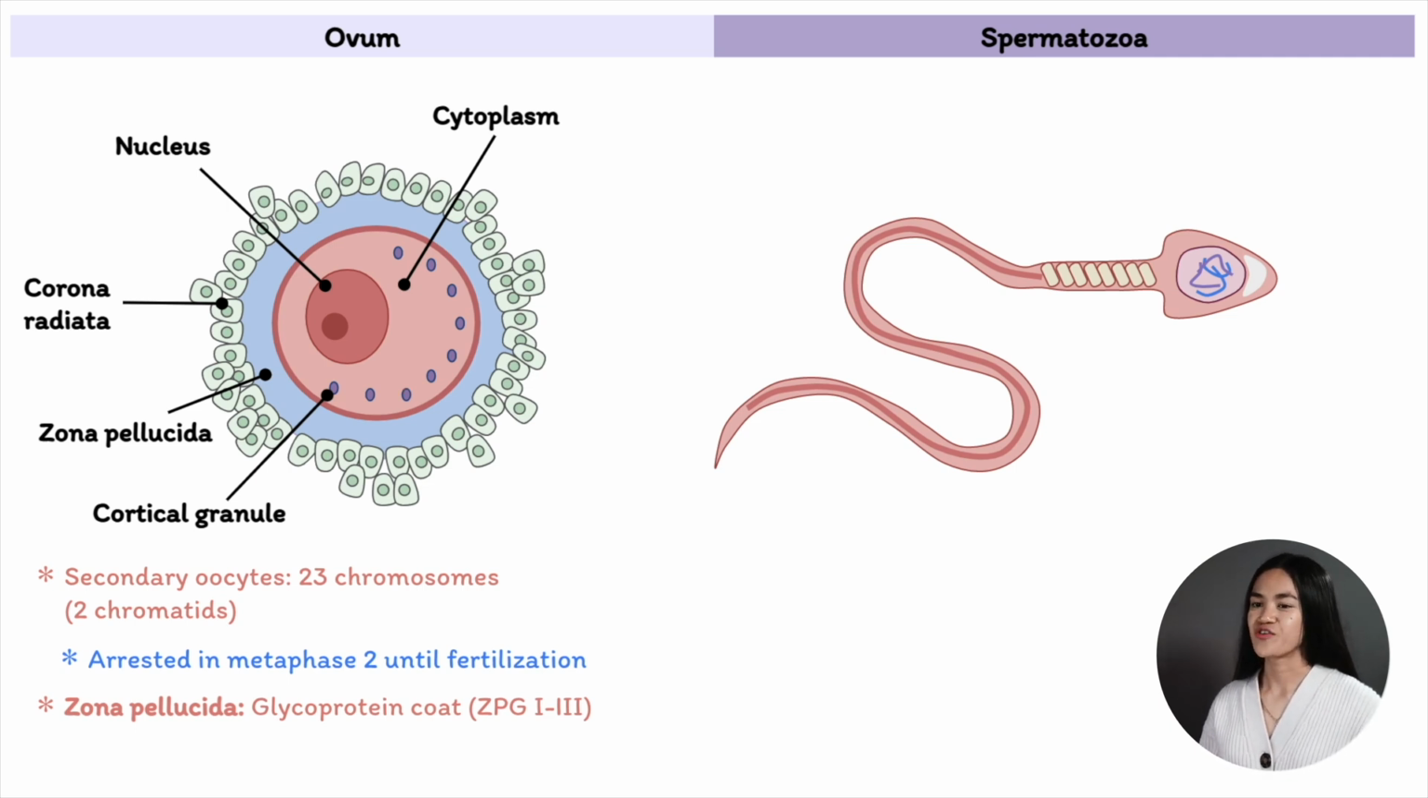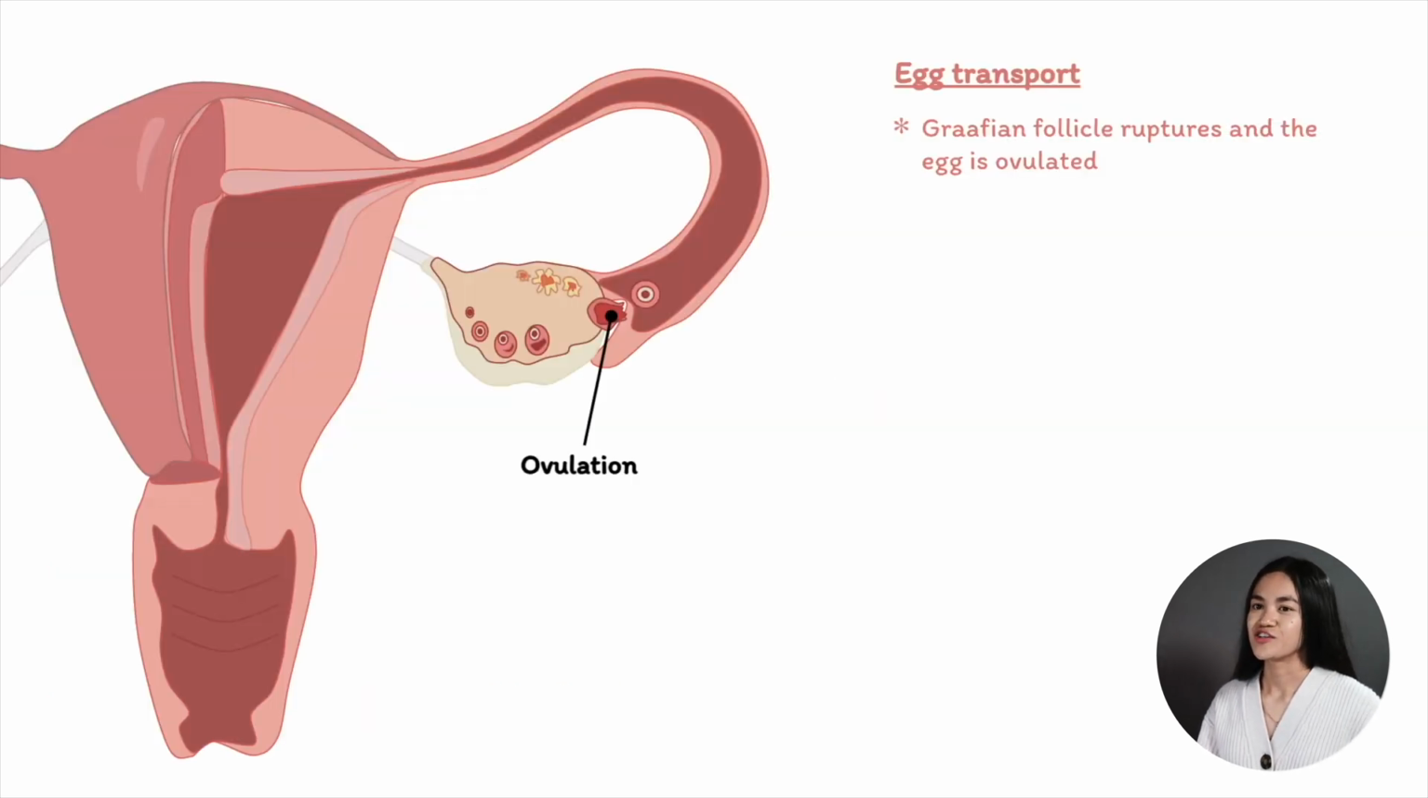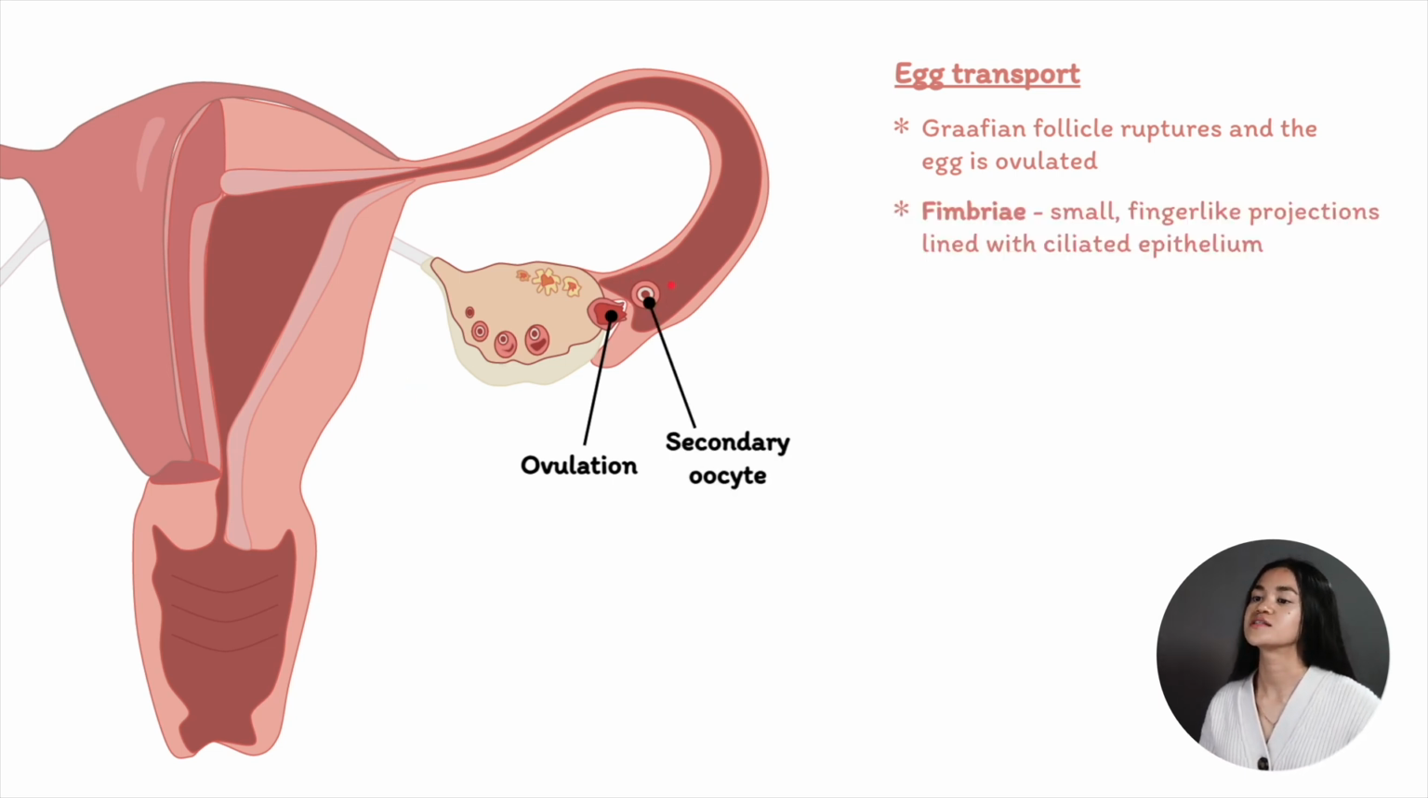So how is the egg transported once it's released from the ovary? Let's go through this. During ovulation, the Graafian follicle ruptures and the egg is ovulated. The ends of the fallopian tubes, the fimbriae, which are these finger-like projections, are lined with ciliated epithelium. The cilia start creating currents, waves that sweep the egg into the fallopian tubes as soon as the egg is released onto the surface of the ovary. Within the fallopian tube, the cilia will move the egg, the secondary oocyte, to the ampulla, and it takes about 4 days to reach the uterus.